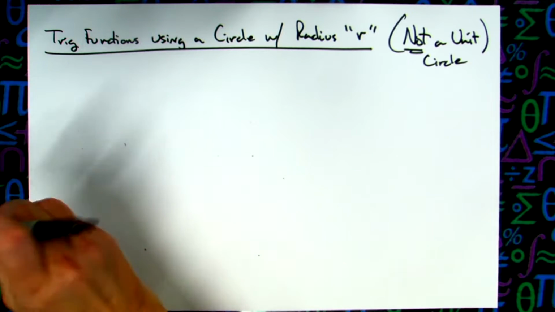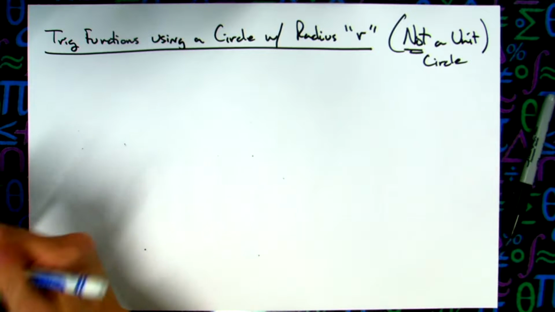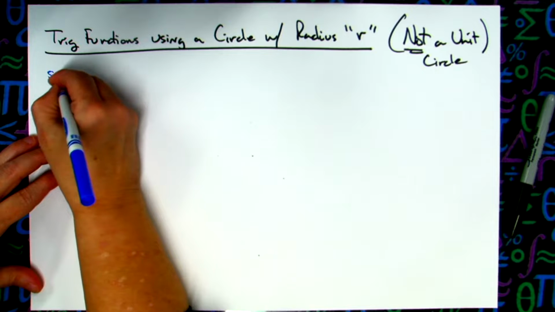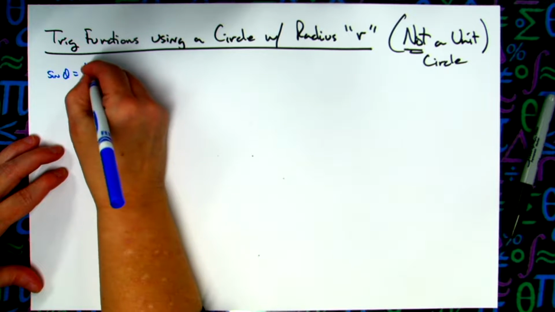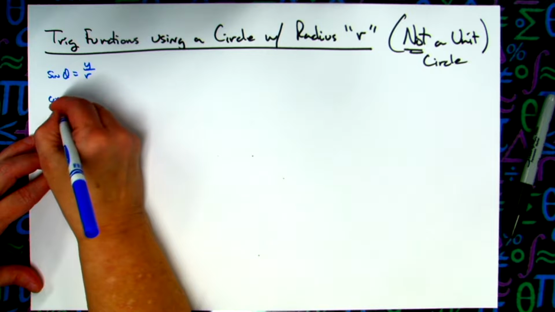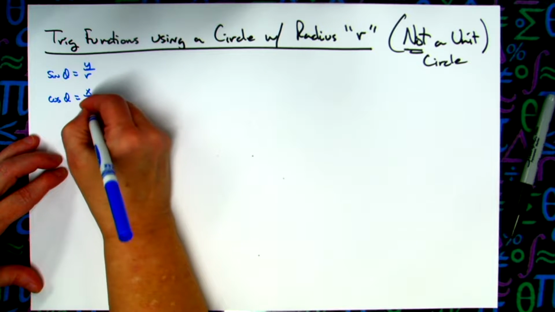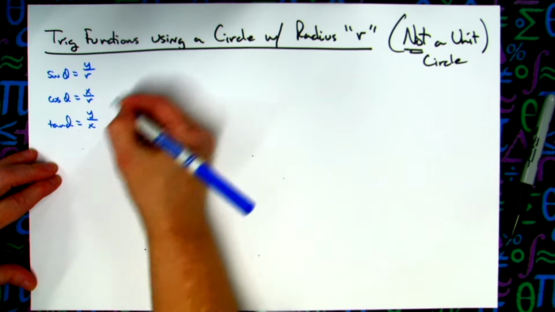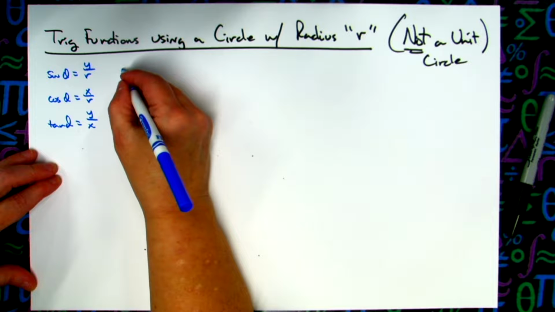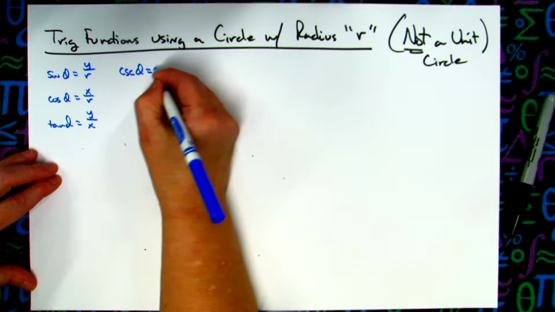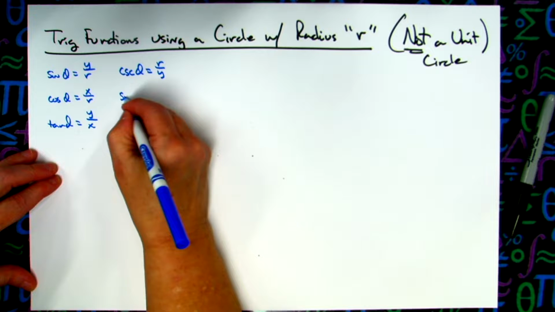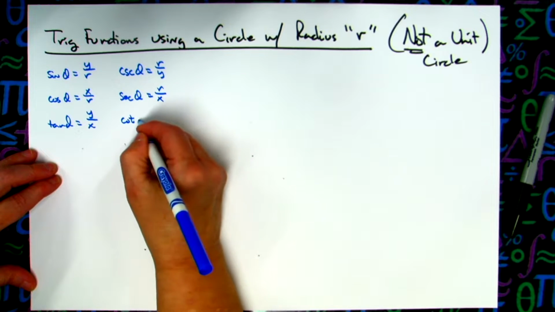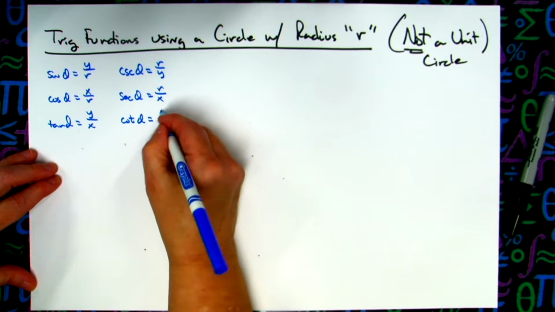Quickly up here in the corner, I'm going to write the definitions for each of the trig functions that you should have gotten from the video that you watched last week. Sine theta equals y over r. Cosine theta equals x over r. Tangent theta is equal to y over x. And then the other three trig functions: cosecant theta, which was r over y, secant theta, which was given to you as r over x, and cotangent theta, which was x over y.